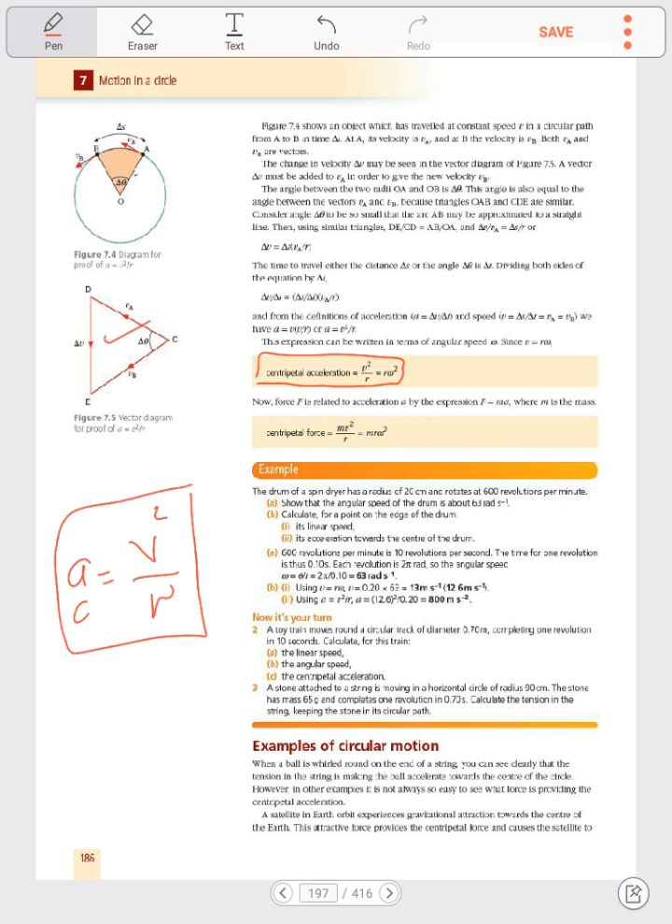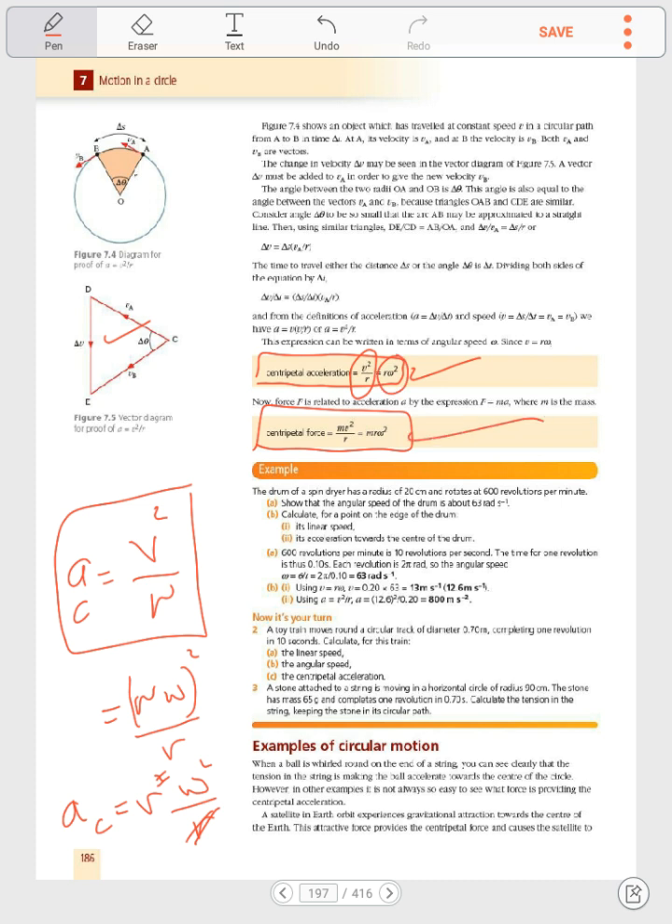Now, we know that v equals R multiplied by omega, and it's squared, divided by R. So we have R squared omega squared over R. We cancel R with R. So the centripetal acceleration is equal to R omega squared. The centripetal force, you have to multiply this by mass. So the centripetal force equals mv squared over R, or m R omega squared.